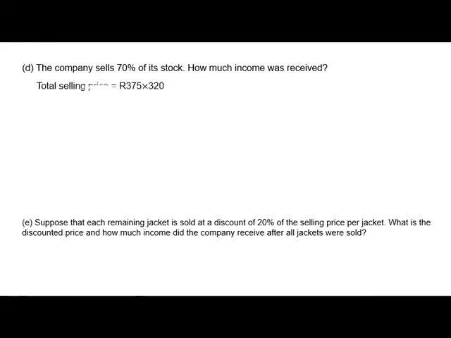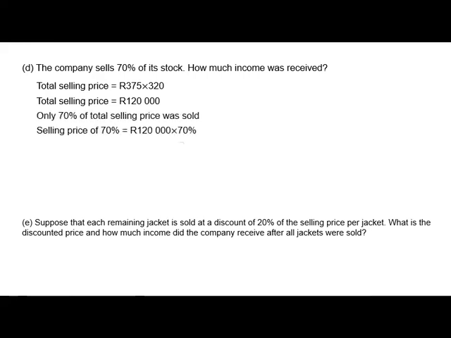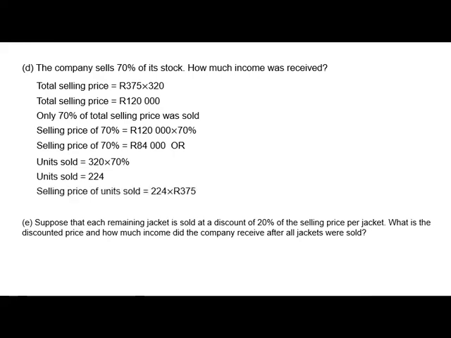The total selling price is 120,000, which is 375 times 320 jackets. But only 70% of the total was sold, and 70% of 120,000 will give us 84,000. Or you can take the number of units, which is 320, times 70%, and you'll get 224. Then take that 224 times the selling price of 375, and it will give you the selling price of all units sold, which is 84,000.